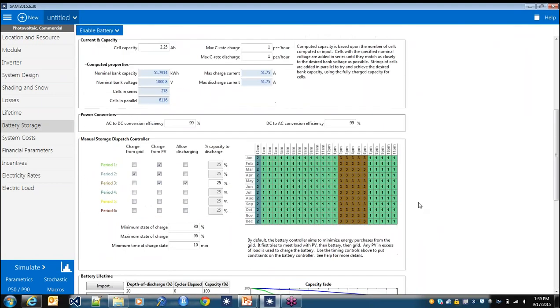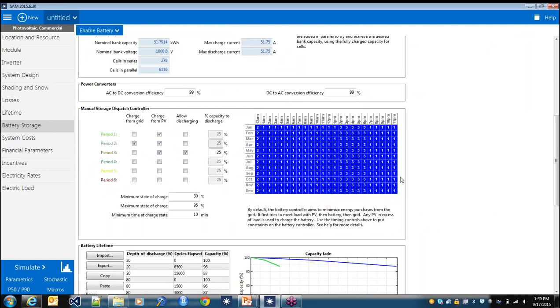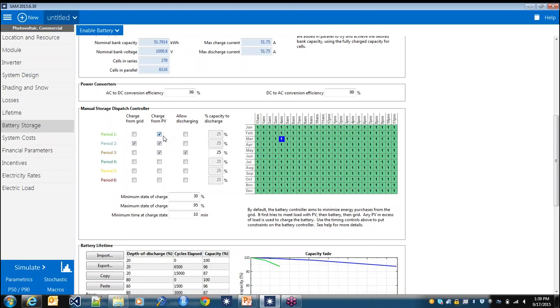If I go to the battery storage page, just make this all 1 to start with. 1 is just allowing it to charge from excess PV, so we pretty much always want to do that. Otherwise, we're going to have to dump the PV. Period 3 says let's charge from PV, but also allow discharging. So June to September from 12 to 6 p.m., let's put 3.